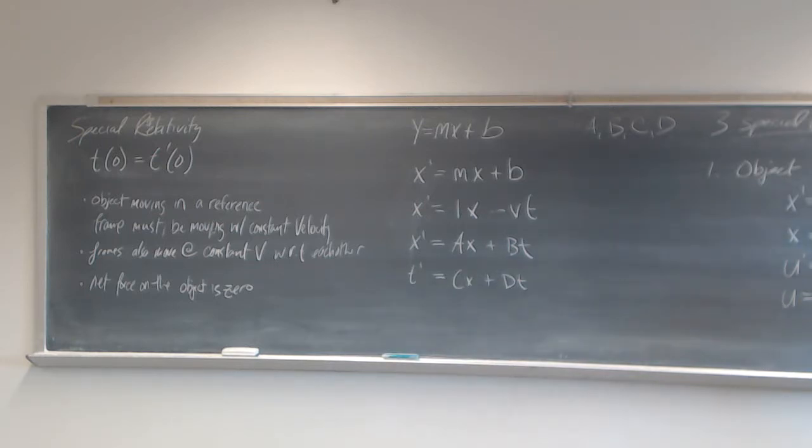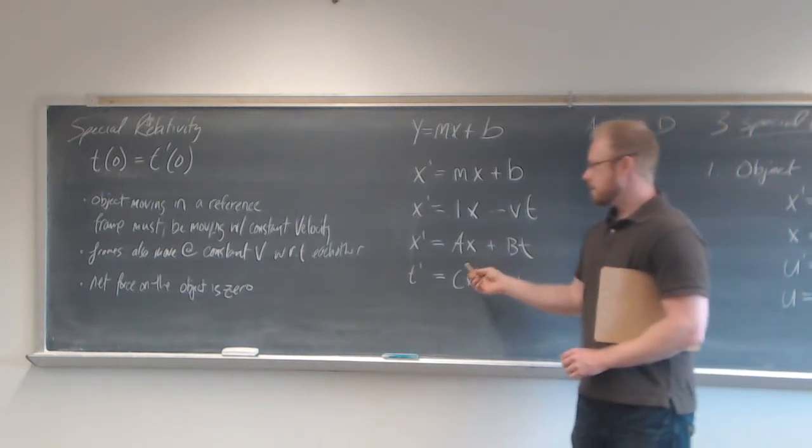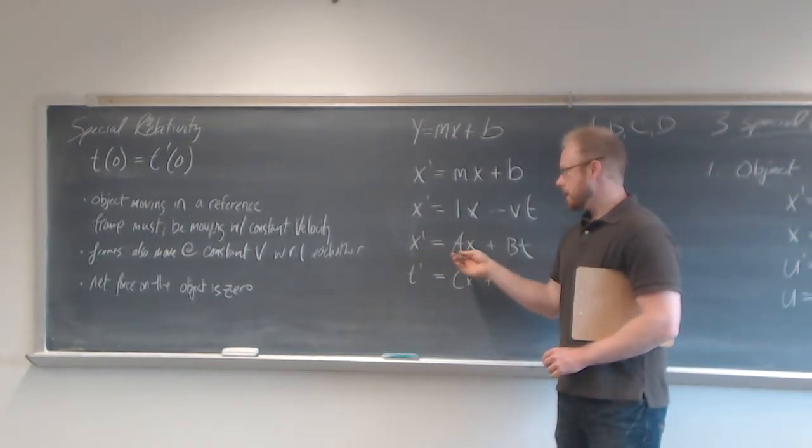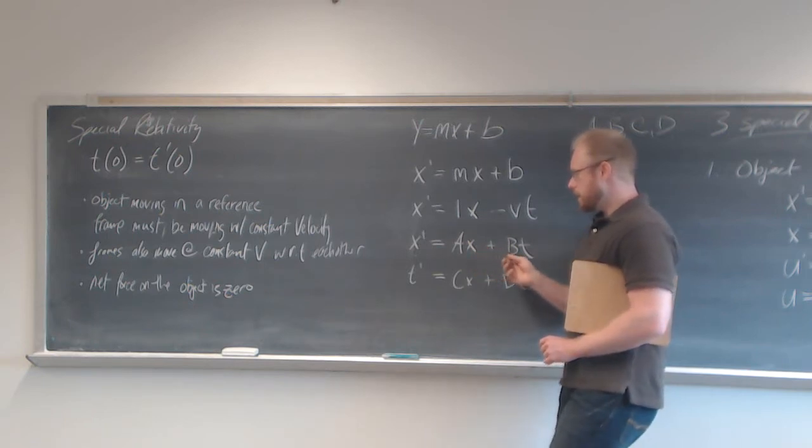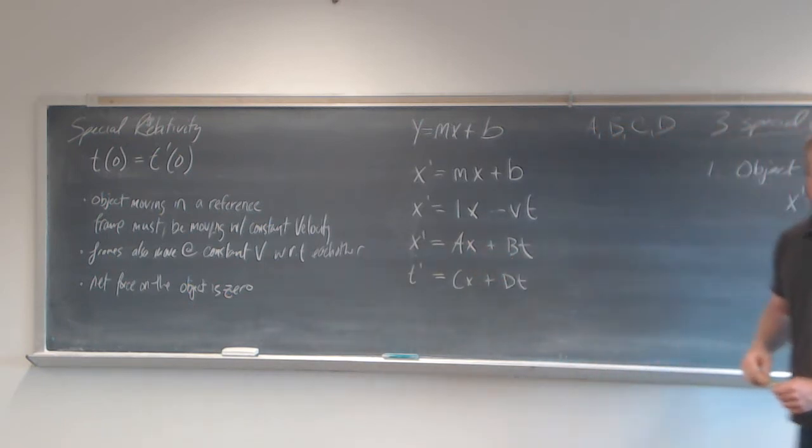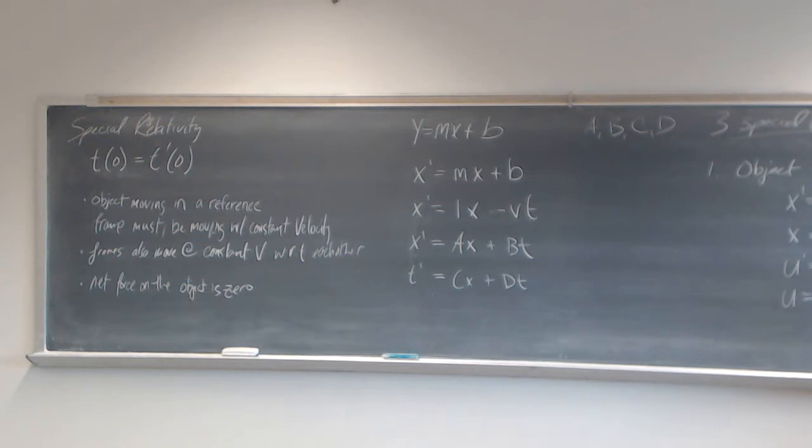Now, if that's the case, we can plug in that x equals vt and that x prime is equal to 0 right here. This becomes 0, this becomes vt, and we can solve for b, which is the first part of your homework assignment. That's a. And b, we can say, is going to be equal to negative av. Ta-da! Show me later.